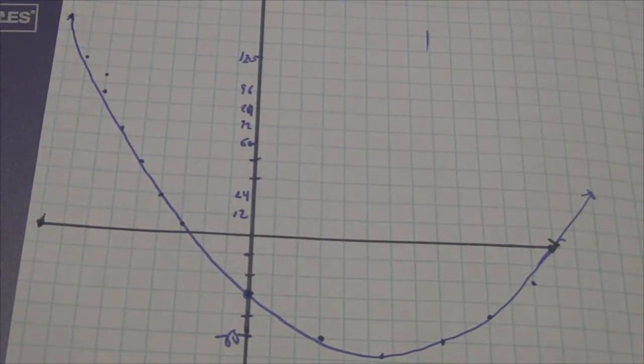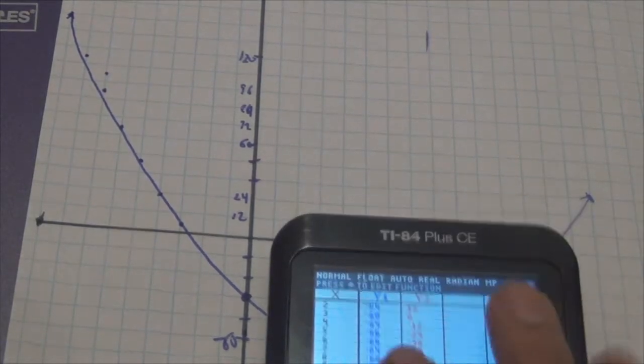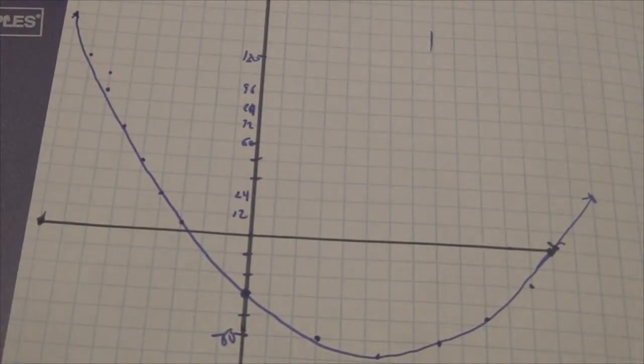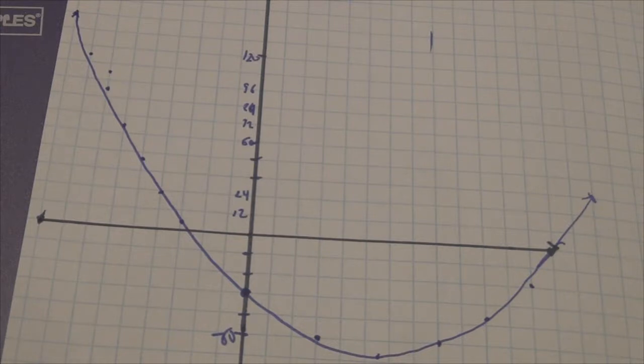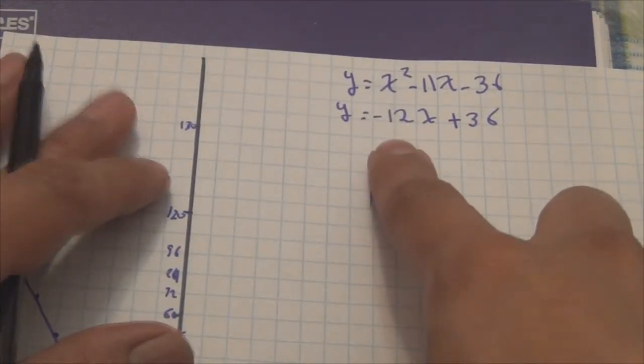Now let's graph the linear equation. The linear equation is actually very easy. That's the red one. I really don't have to look at the table of values because we already know how to graph linear equations. We look at the slope, we look at the y-intercept, and we're good. So look at this. The y-intercept right here is 36, and the slope is negative 12 over 1.